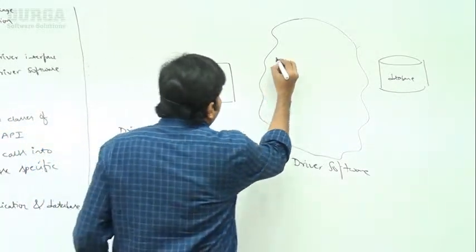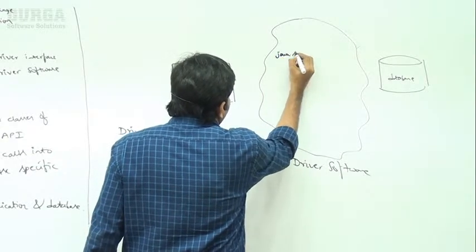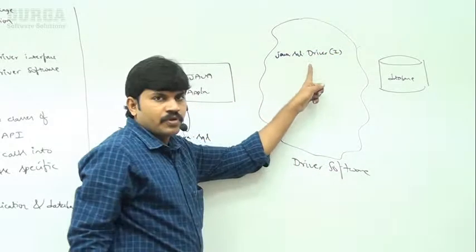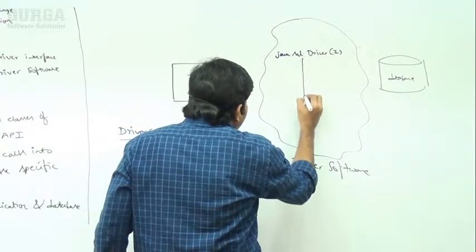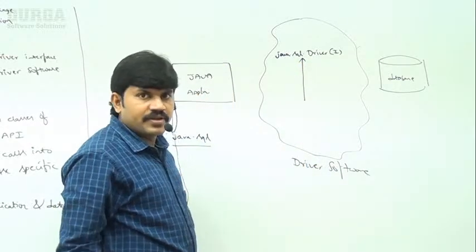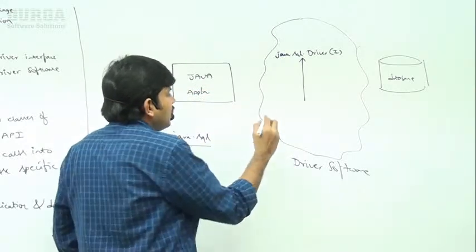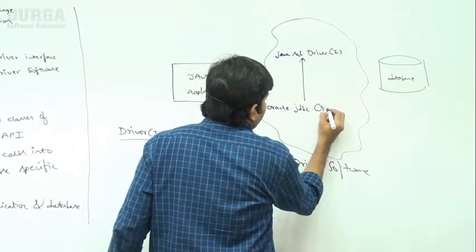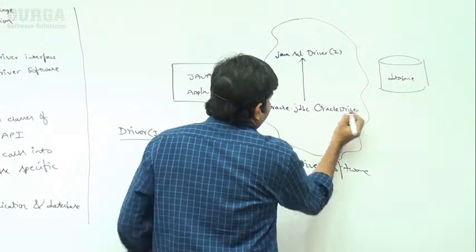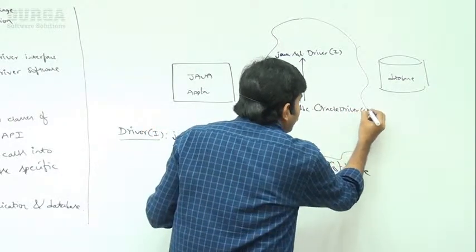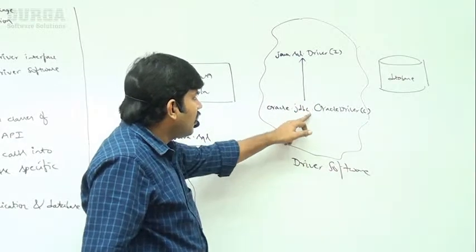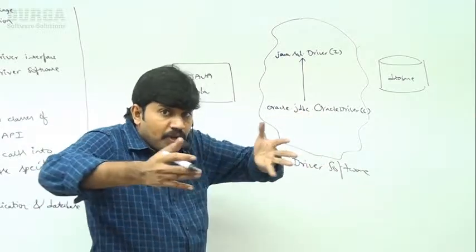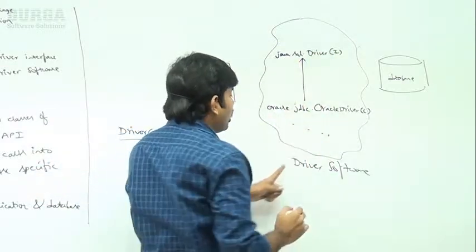So here just observe, java.sql.Driver is an interface. This interface should be implemented by some Java class, and that class is nothing but one driver class. For example, oracle.jdbc.OracleDriver is the implementation class of the java.sql.Driver interface, right? Such a group of implementation classes is nothing but driver software.